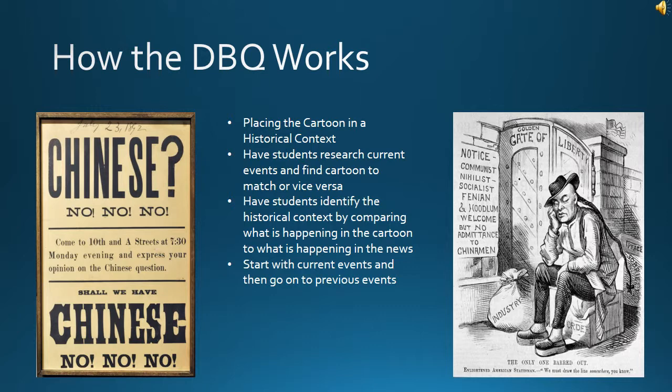Once you feel the students are comfortable with putting the cartoon into a historical context with current events, then you want to move on to the historical event. Again, we're back to the cartoon about the Chinese Exclusion Act, and this is actually an advertisement from a newspaper. The date on it is July 23rd, 1892, which is after the Chinese Exclusion Act, but it expresses the sentiment of the country around that time.